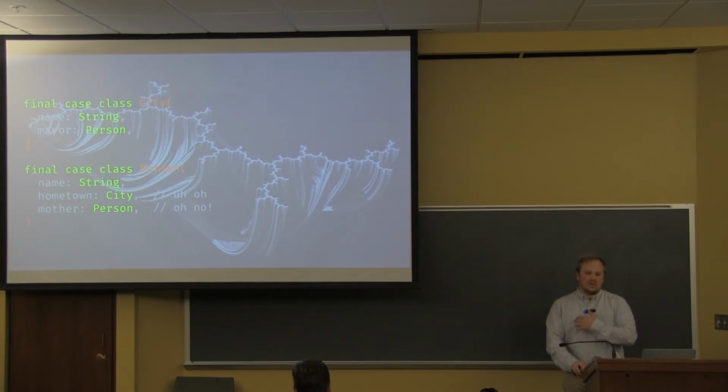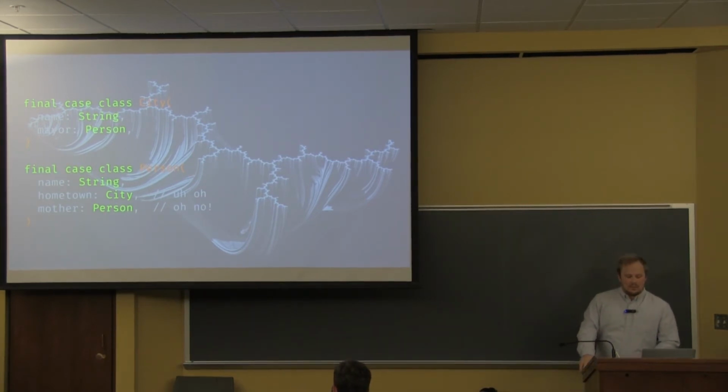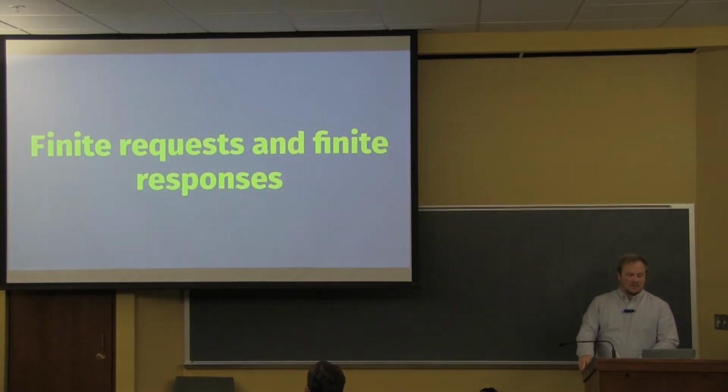By which I mean, even if I have this infinite representation of this data, at any point in time I'm only going to be caring about some finite amounts of it. I'm only going to be asking for this person, their hometown, and their mother, and maybe their grandmother, not all of the data that can possibly exist. So the step that unlocks this design is to start considering finite requests and finite responses.